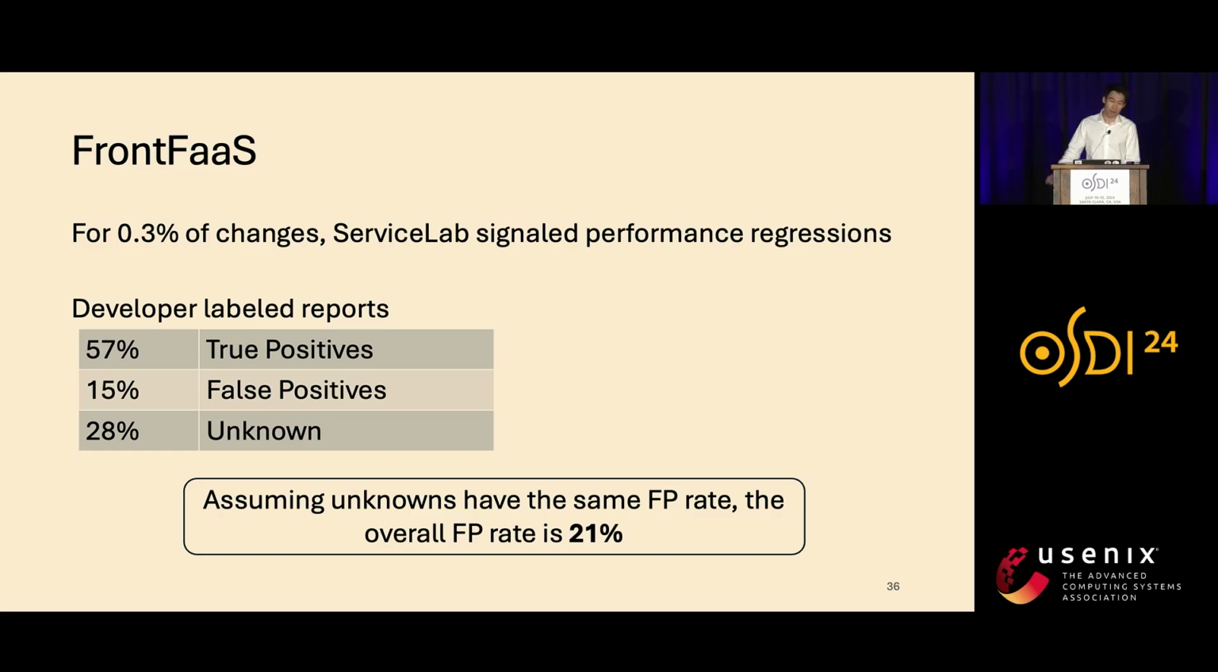And when that happens, we give a report to developers, and they're able to give us feedback as to whether or not these are true or false positives. Of those, 57% of those developers reported as true positives, 15% of those reported as false positives, and 28% of those, they just kind of ignored us. And so assuming that these unknowns have the same false positive rate, we have an overall false positive rate of 21% of these 0.3% of changes that ServiceLab signaled.